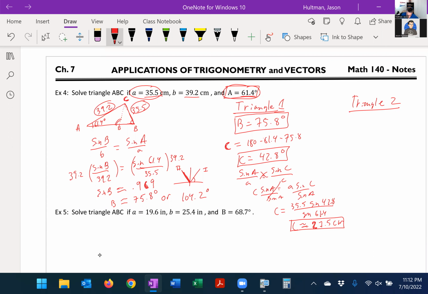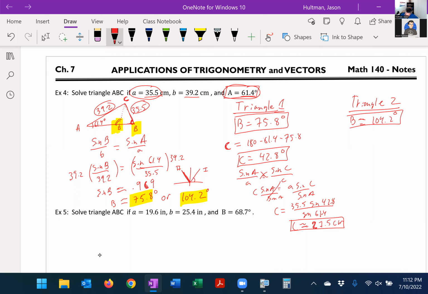That's when B was an acute angle, okay? That's when B was this angle here. Okay, what happens when B is an obtuse angle? Because it could potentially have been an obtuse angle. It could have been this 104.2, right? There's the two angles that B could have been. So we'll just do the same thing. But again, this is a little bit of extra work because we're having to do basically two problems in one.